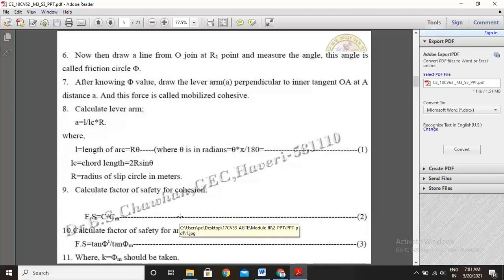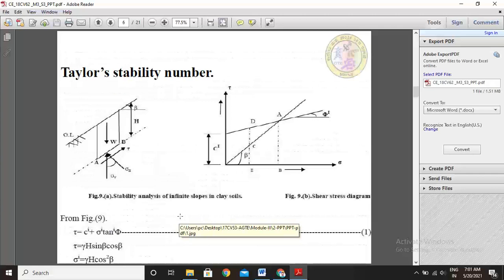So this is the clear explanation of the friction circle method: how to plot the friction circle and how to calculate the factor of safety with respect to friction circles. Now the next part is Taylor stability number. How to calculate the factor of safety by Taylor stability number.